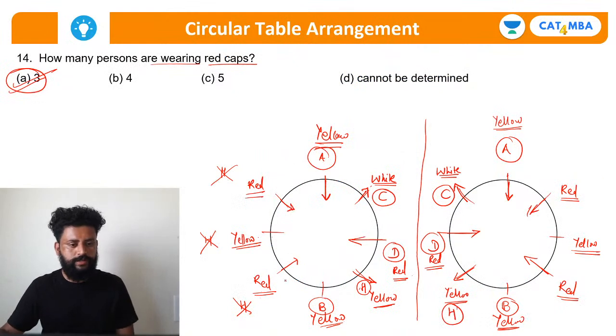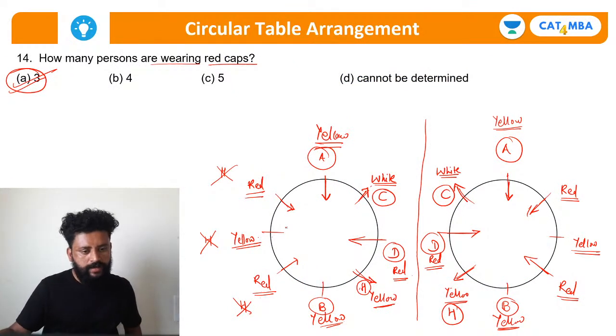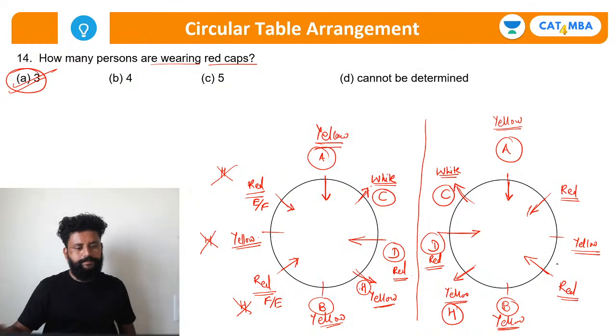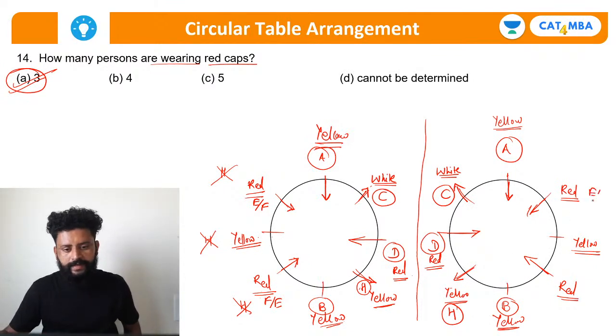Now we have these two, E and F, same color cap. Then in this case E, F, we have got it now.